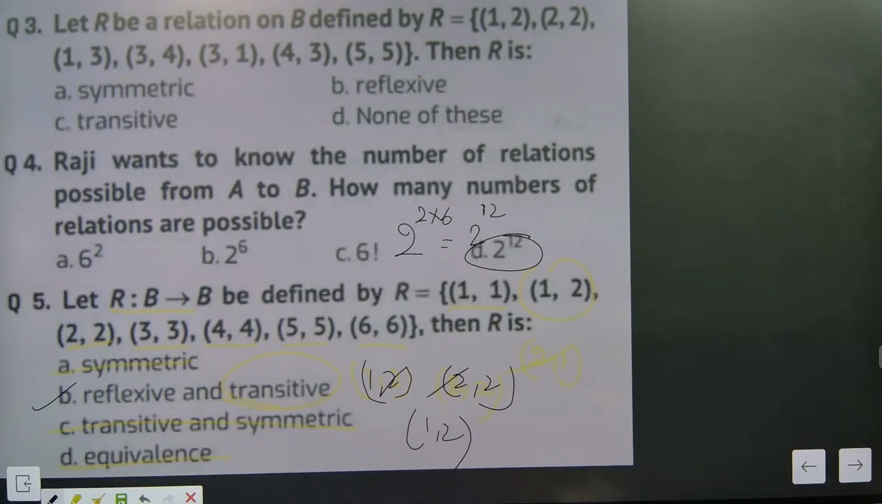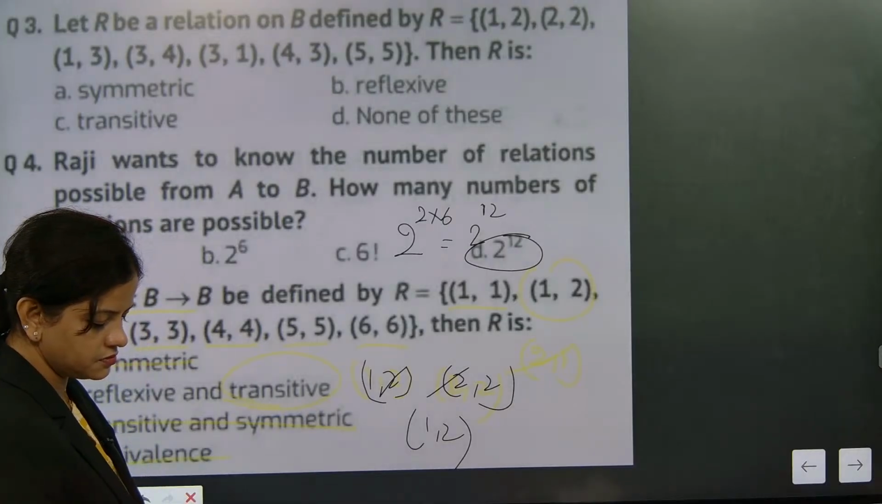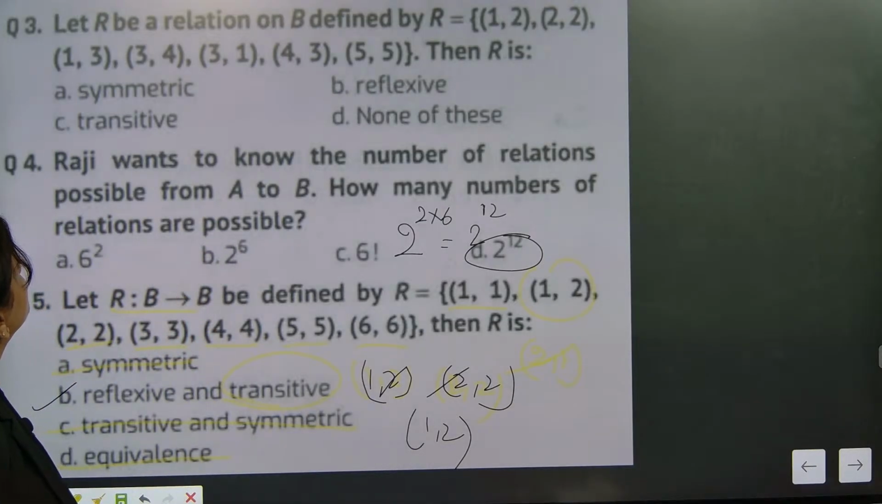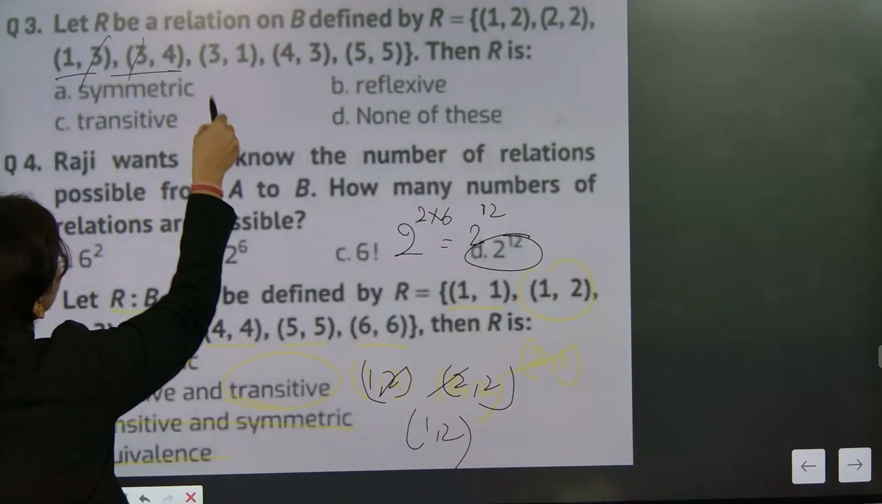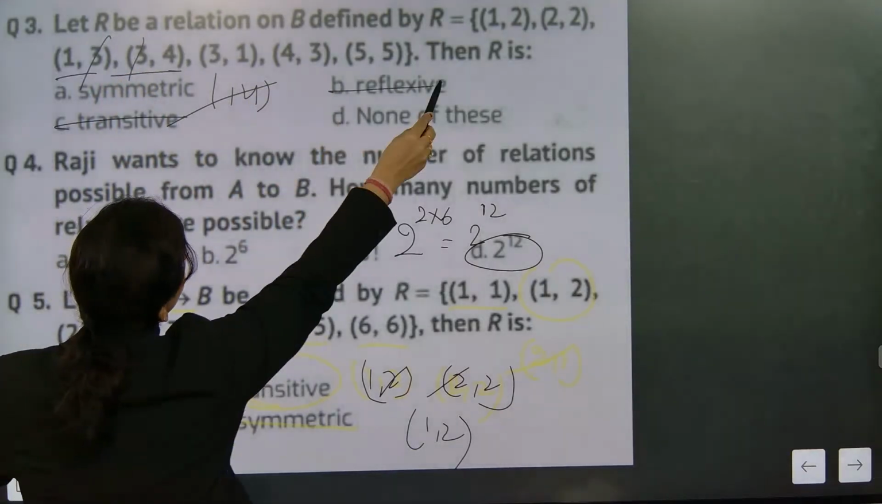Now R is a relation defined as (1,2), (2,2), (3,3). Is this going to be symmetric, reflexive, transitive, or none of these? Which is going to be the correct answer? None of these, because (1,1) is not there and (2,2) is not there, so it is not going to be reflexive. (1,3) and (3,4): (1,4) is not there. So it is not transitive also.